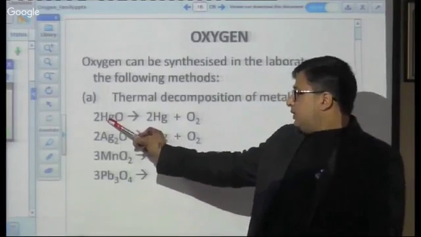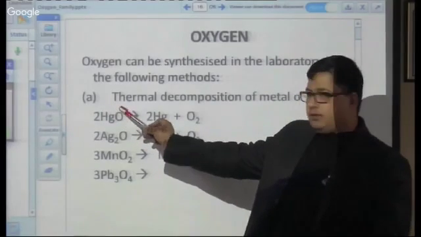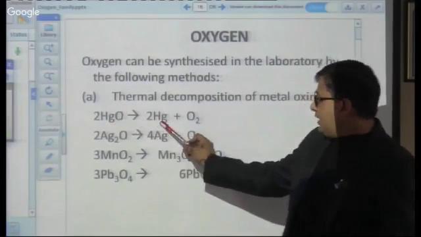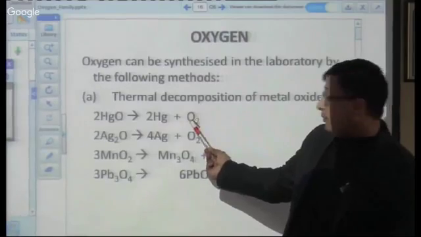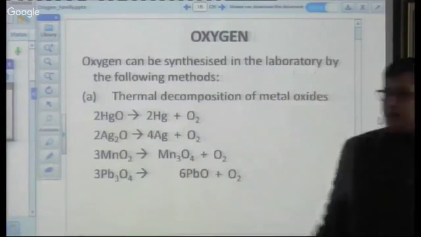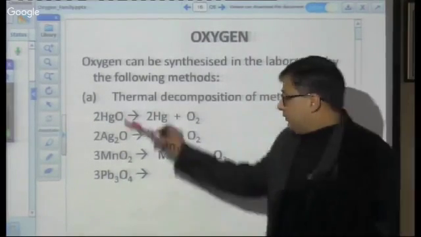See, in mercury oxide, the oxidation state of mercury is +2 and oxygen is -2. It is self-reduced and converted to Hg, and O2 is formed. So from mercury oxide, preparation of oxygen is a very good method. Similarly, we have written all the oxides.